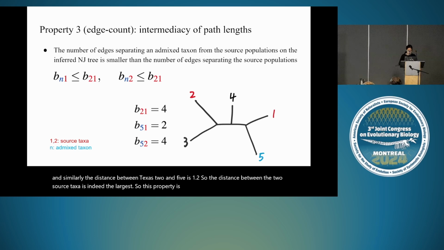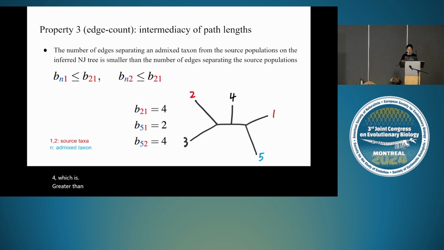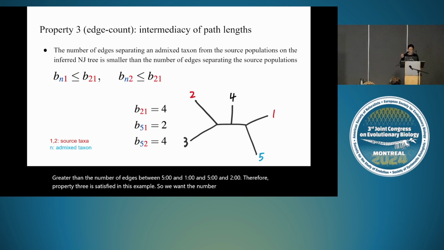Similarly, property 3 states that the number of edges, so we don't ignore the values on the edges, we just focus on the number of edges between 2 nodes. The number of edges between 1 and 2 is 4, which is greater than the number of edges between 1 and 5 and 2 and 5. Therefore, property 3 is satisfied in this example. So we want the number of edges between source taxa to be greater than the number of edges between source and admixed.